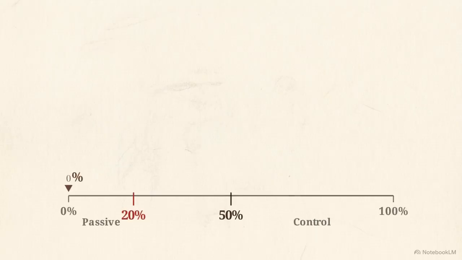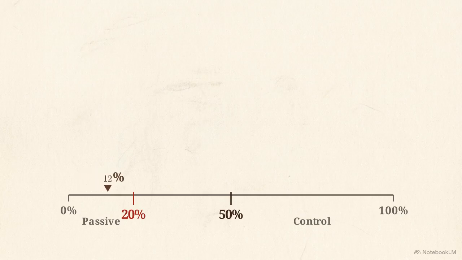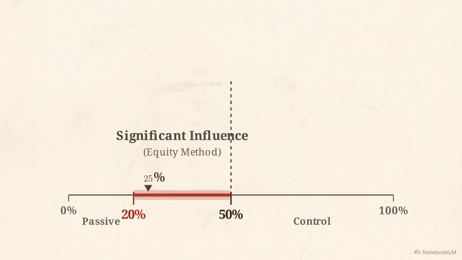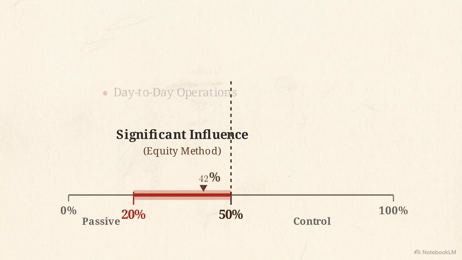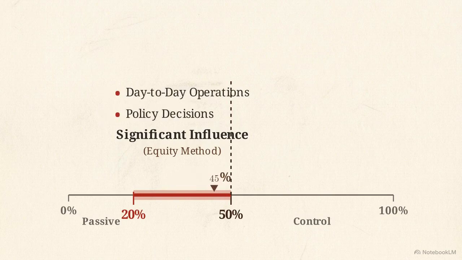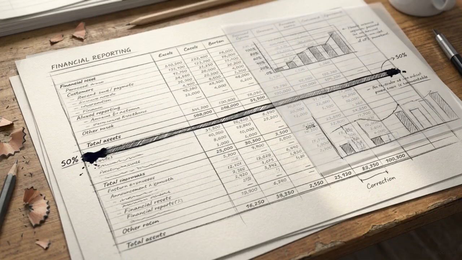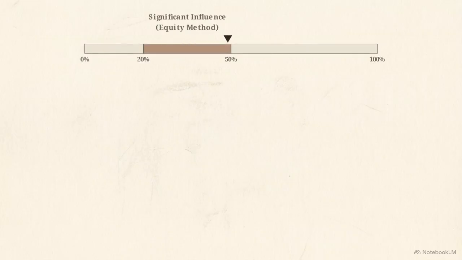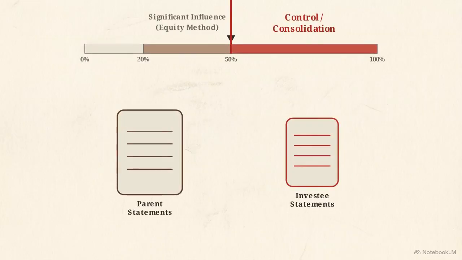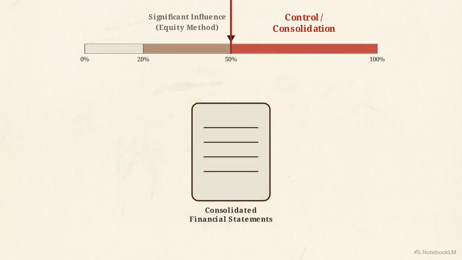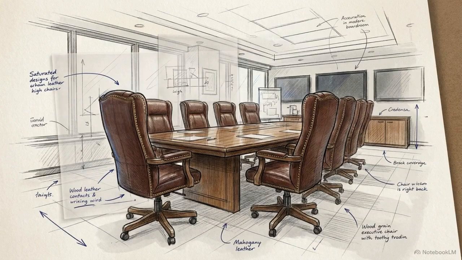The dynamic shifts the moment that slider crosses the 20% threshold. At this exact point, accounting standards presume the investor now wields significant influence over the investee's day-to-day operations and policy decisions. This presumption of influence remains active until the stake hits the 50% mark. Past 50%, the investor generally assumes outright control, which forces them to completely consolidate the investee's financial statements into their own. That leaves us with the critical middle ground.